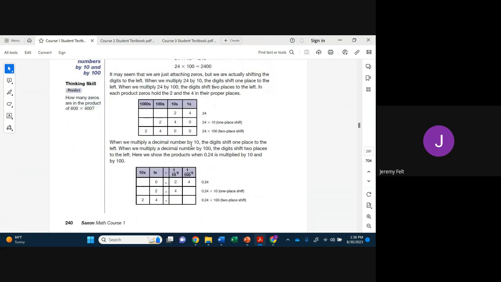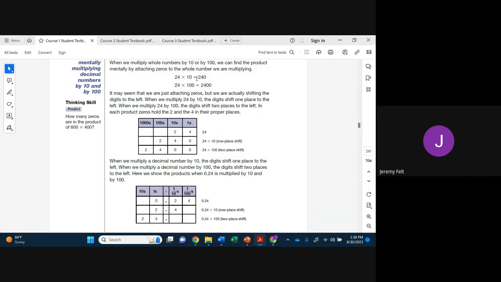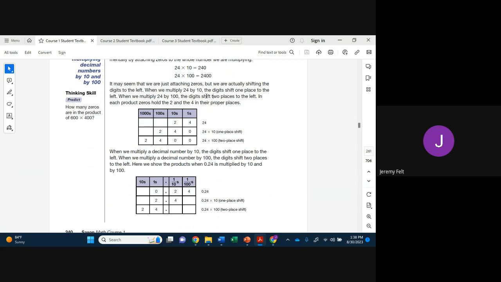And if we're multiplying numbers by tens, the digits shift one place to the left. When we multiply a decimal number by 100, the digit shifts 2 places to the left. Okay, so even though there's not a decimal here, we can think of 24, and it's times 10, so I'm moving the decimal 1 place to the right. Times 100, I'm moving it 2 places to the right. So even though we don't see a decimal, that is the same thing we're doing.